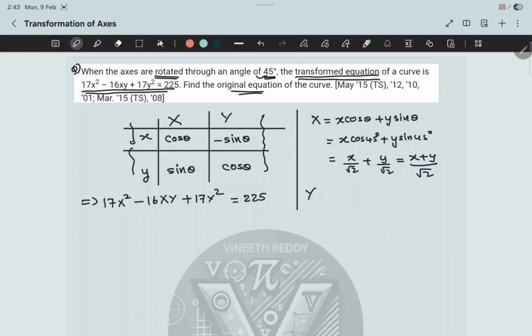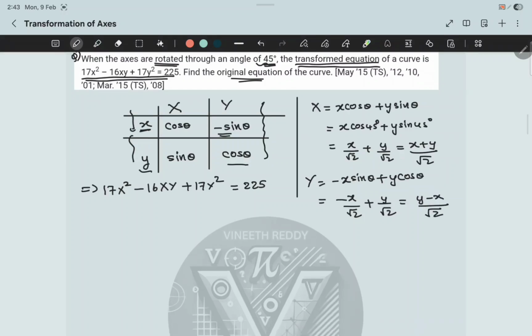So capital Y, again vertically we should go downwards. It should be x multiplied by minus sin theta. So minus x sin theta plus y multiplied by cos theta. So we get plus y cos theta. Again we have to replace theta with 45 degrees. So we get minus x divided by root 2 plus y divided by root 2. We can write this as y minus x divided by root 2. I hope you understood this.